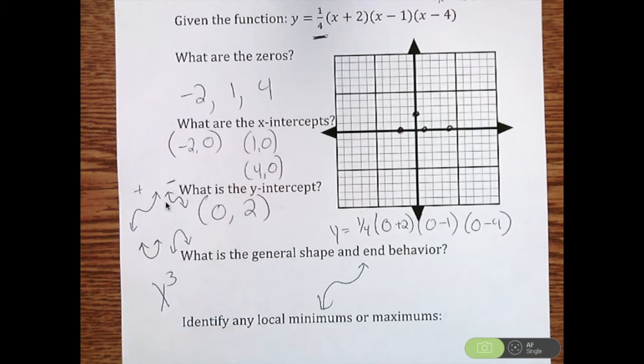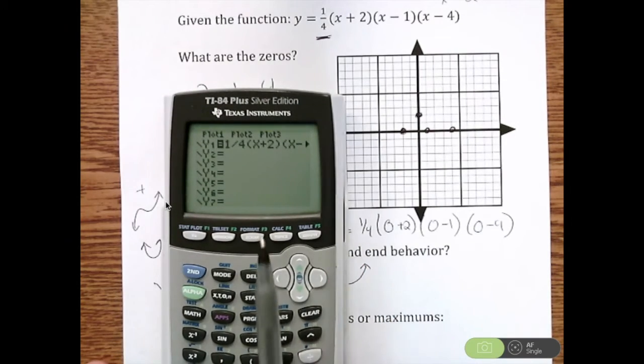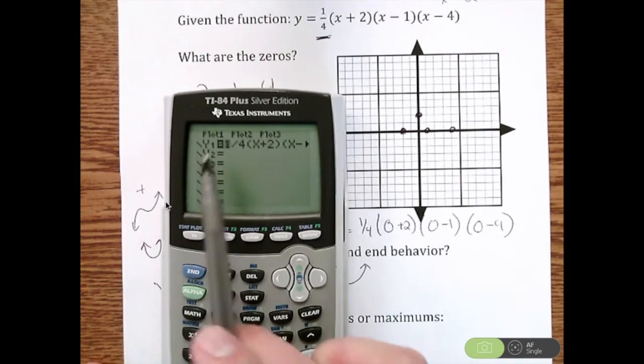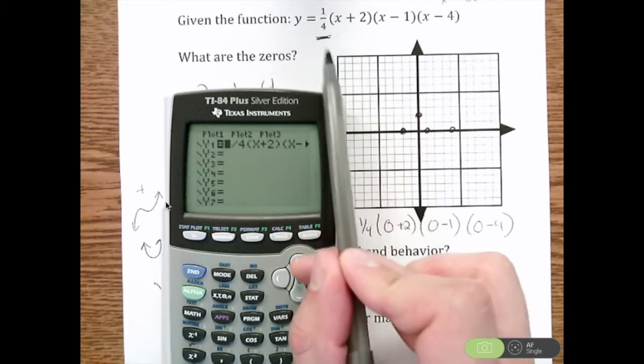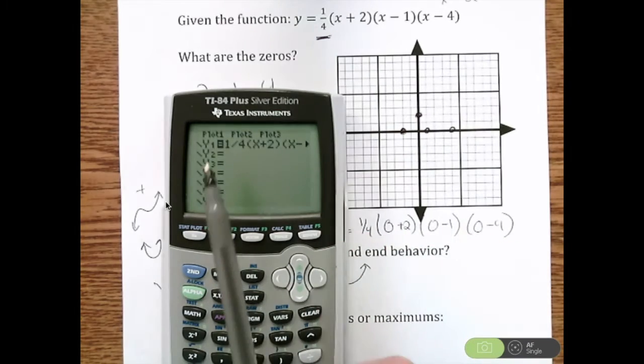So what we could do next is I'm going to use the graphing calculator to help us through graphing this. So what I did is I went to my calculator and went to y equals, and I typed in my function. So I typed in 1/4, x plus 2 in parentheses, x minus 1 in parentheses, x minus 4. I have it all typed in to save us time.